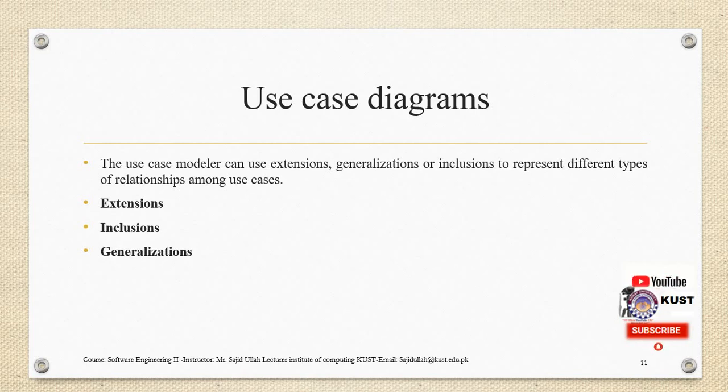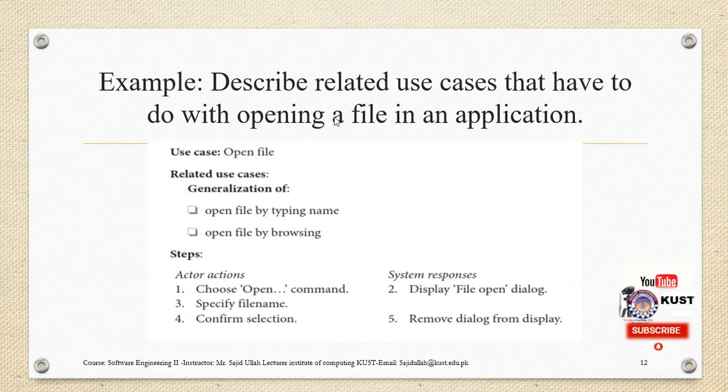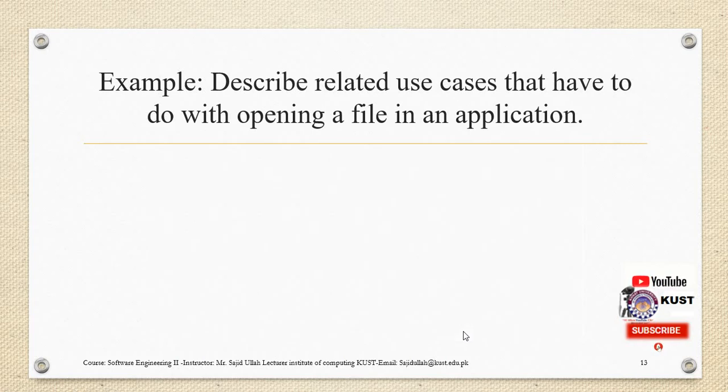Generalization works the same way as in the class diagram and uses the same triangle symbol. Several similar use cases can be shown along with a common generalized use case. In the example, the general open file use case has two sub-use cases: open file by typing name and open file by browsing. They describe the related use cases that have to do with opening a file in applications.